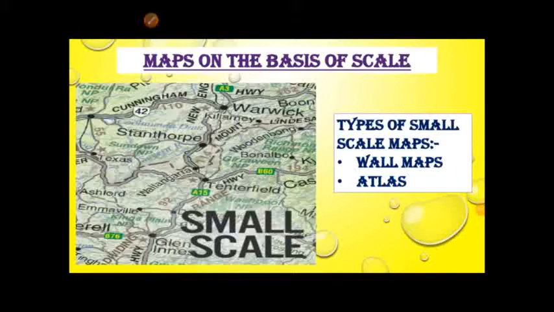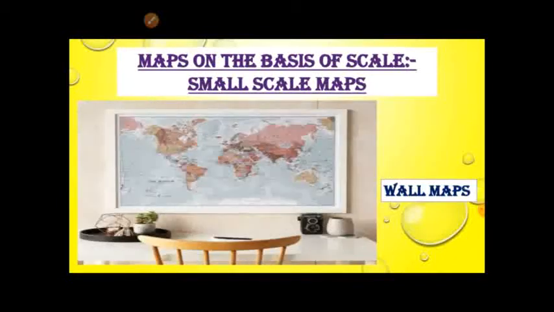Small scale maps. Small scale maps show large areas like continents or countries. These maps are drawn on 1 centimeter equal to 1000 kilometers. These are called small scale maps. Small scale maps are divided into wall maps and atlas. Wall maps. Wall maps are small scale maps showing large areas. They are useful for students in classrooms and offices. Small scale maps cover a large area with limited information.